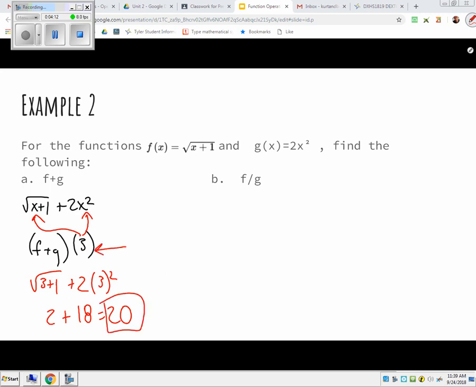If it says f plus g of 3. If not, if it just says f plus g or f plus g of x, the square root of x plus 1 plus 2x squared would be my answer. So f divided by g, really, it doesn't get simplified a lot. Like I said, when we get to domain, it's going to get a little bit hairier as to what we need to do with it, but that's going to be fine for what we're doing right now.